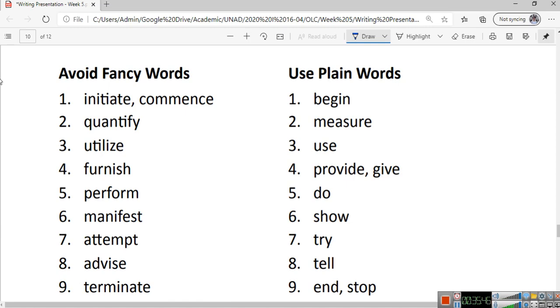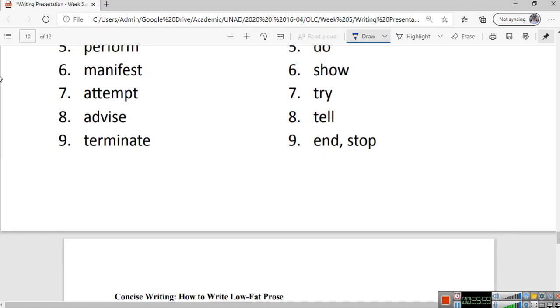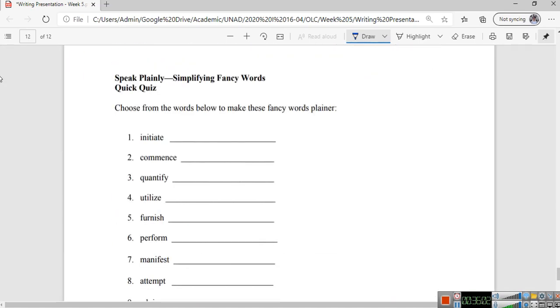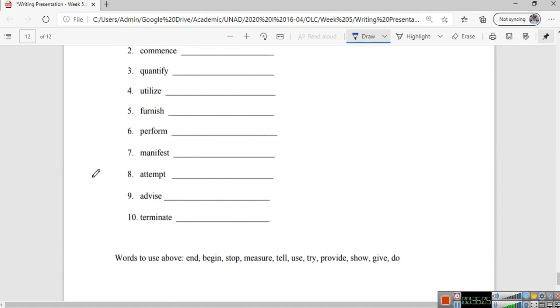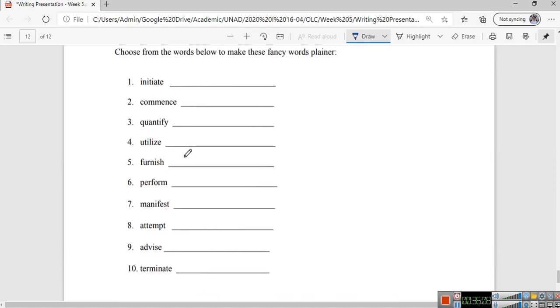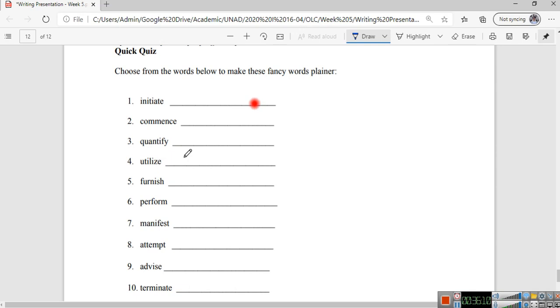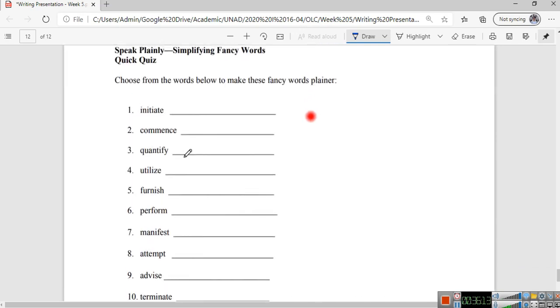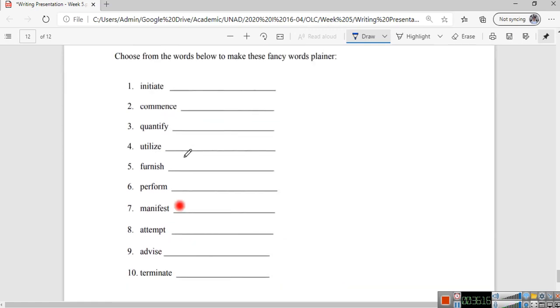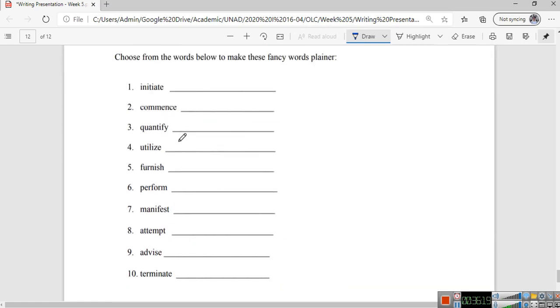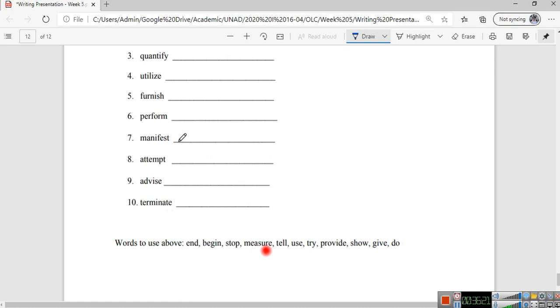You got it. So these are elegant words that sound good. They are elegant, but when we write, they can confuse some people. So try to use plain words instead. We're going to do a final exercise. I'm going to give you some words right here. Choose from the words below to make fancy words simpler, plainer. So we have end, begin, stop, measure, tell, try, provide, show, give, do, begin.